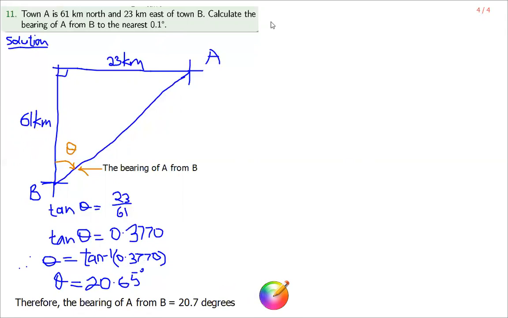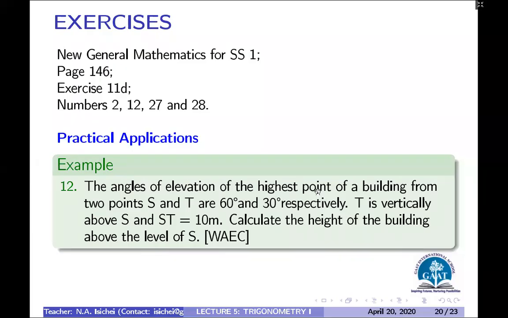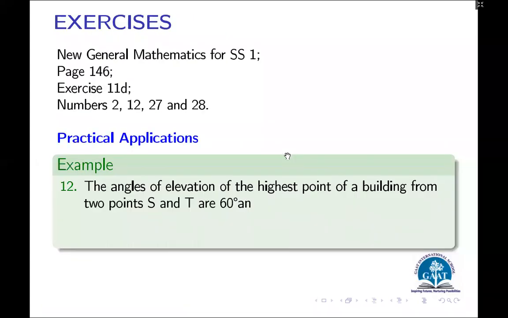And this will bring us to the end of this lesson. I hope the lesson was interesting and was clear enough.